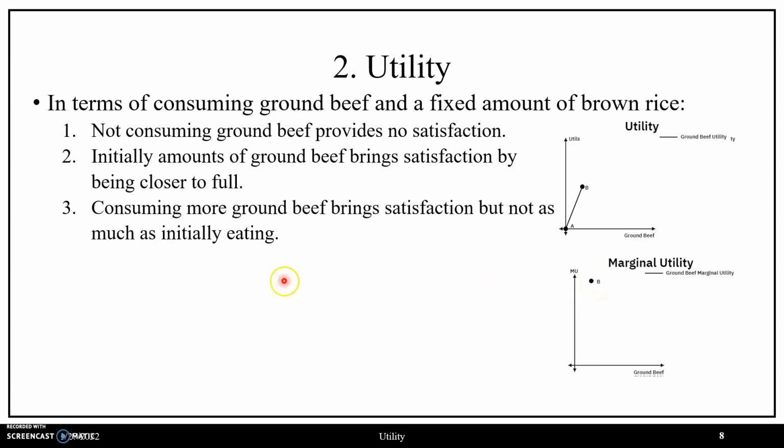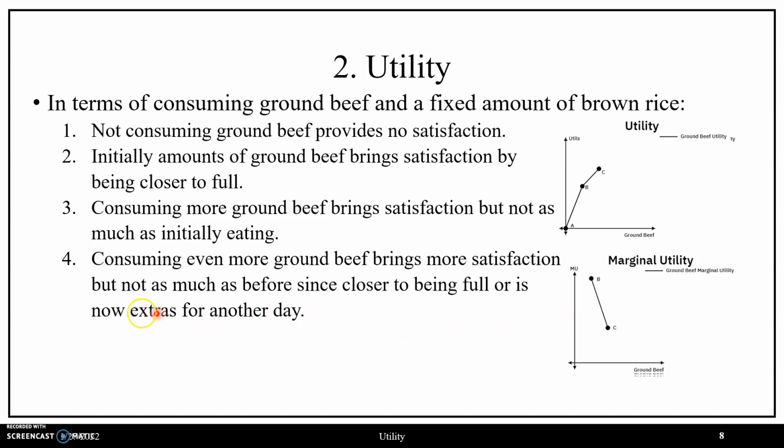Now, consuming further amounts of ground beef will bring some satisfaction to the consumer, but not as much as initially eating, since they are not as hungry as before. So in terms of utility, we represent this with point C: further amounts of ground beef, further quantities of utils, so further satisfaction. In terms of its rate of change, or the slope, or marginal utility, since more is better, we have a positive quantity of utils provided, but since it's not as good, this places us at a point that is positive, but strictly below point B.